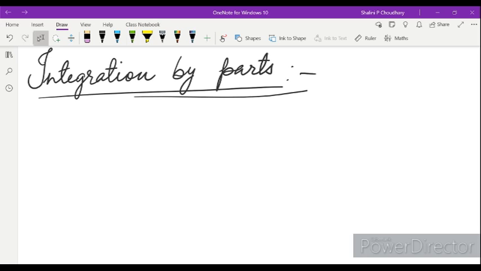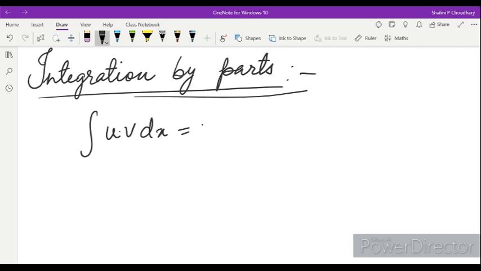Next topic, that is integration by parts. So first of all, we should understand the concept. If you have two functions u and v, and you have to find out the integral of the product of u and v with respect to x, how will you find it?